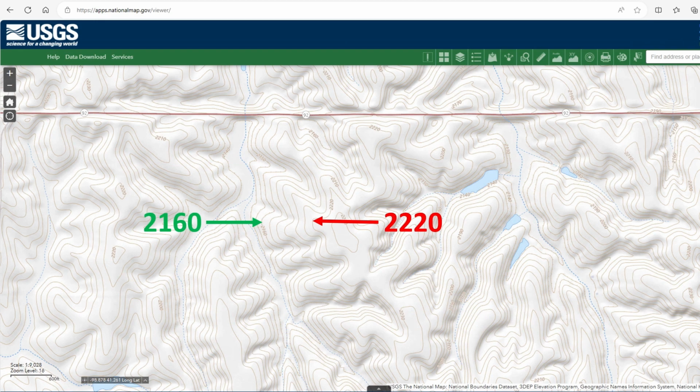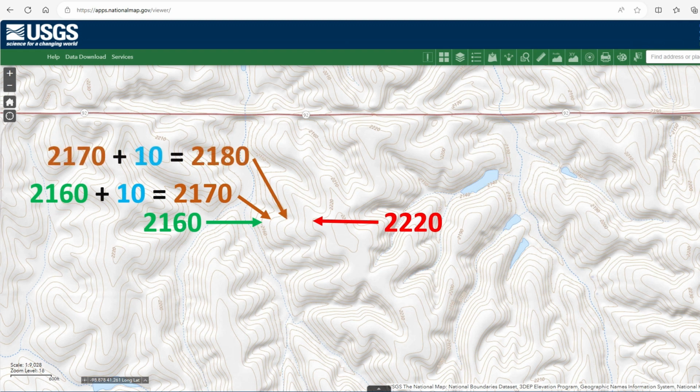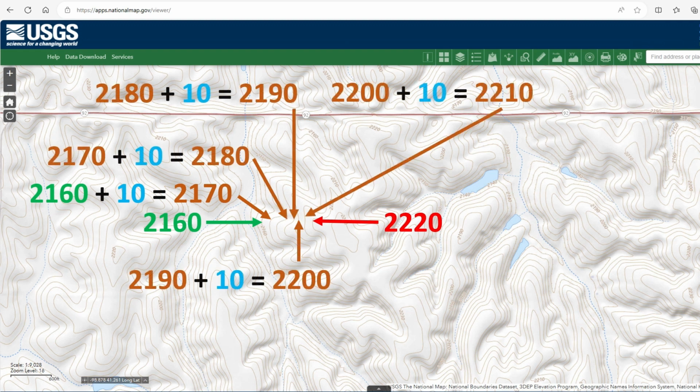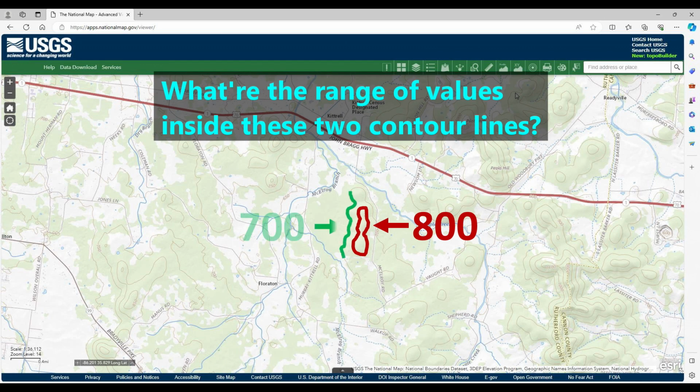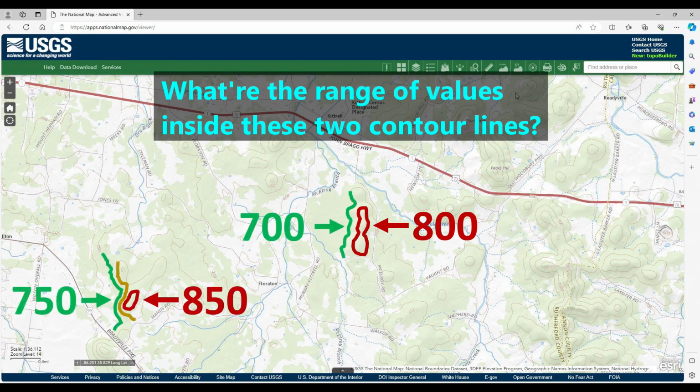We can then go to the bottom contour line and add 10 for each line as we go up the slope. That way, we can calculate the value of the contour lines with missing numbers. Next, we'll learn how to calculate the range of values inside a top contour line on a hill. Here are some hills. What are the range of values inside these two red contour lines?